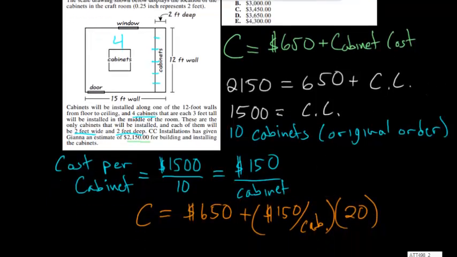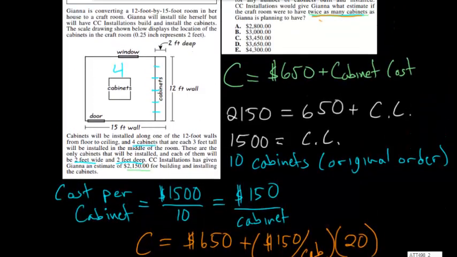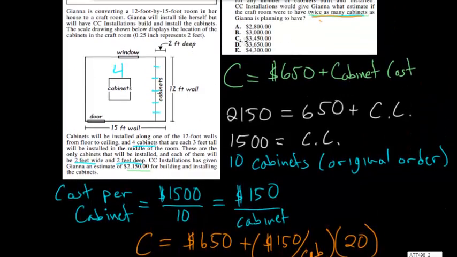When you put all of this into a calculator, 150 times 20 would be $3,000 just for the cabinets. And then you have to add the $650 for our labor cost. So our total cost is $3,650 to build these 20 cabinets. And if we go back up to our answer choices, you can see that choice letter D is the correct answer.